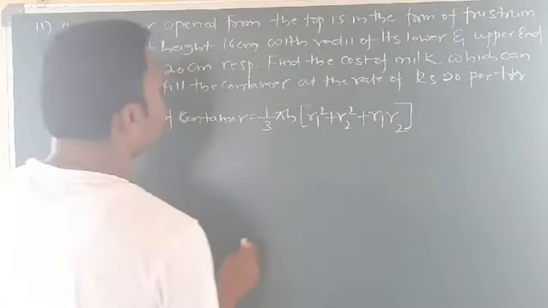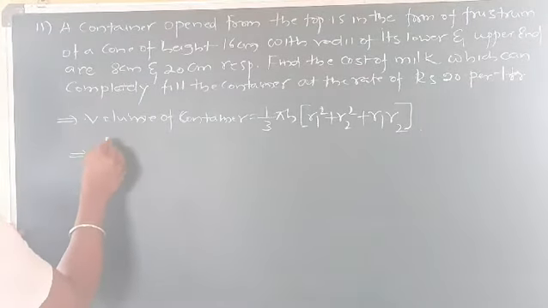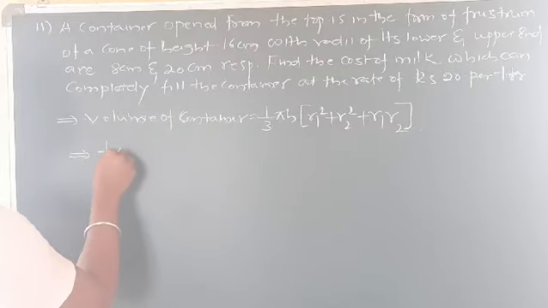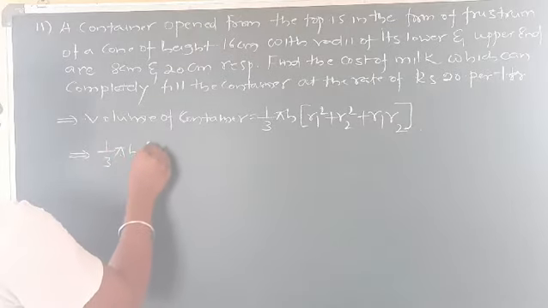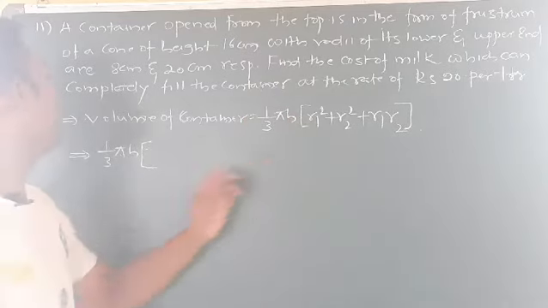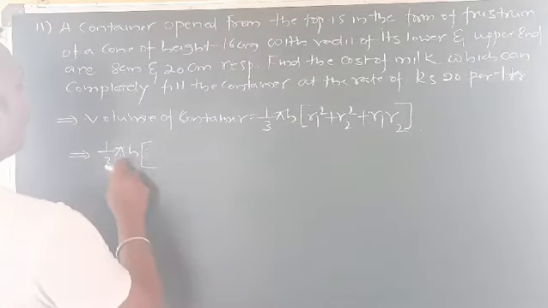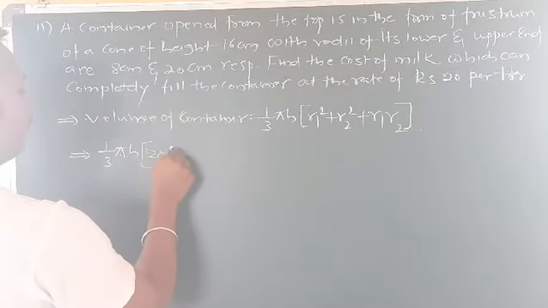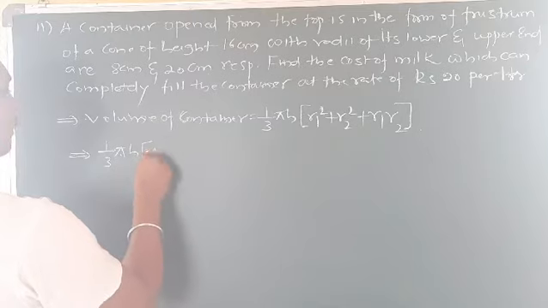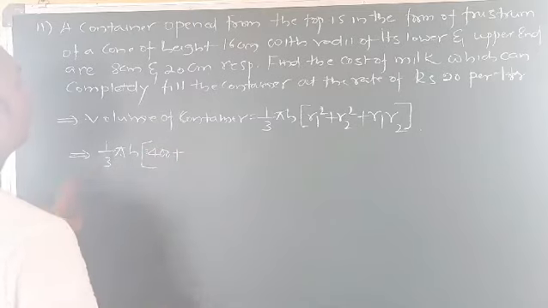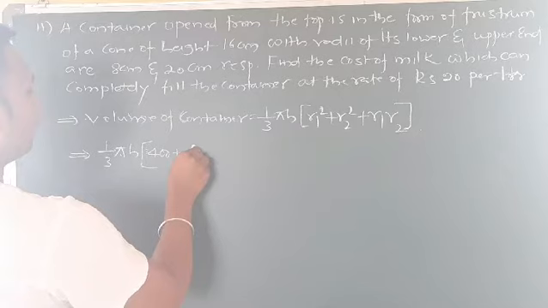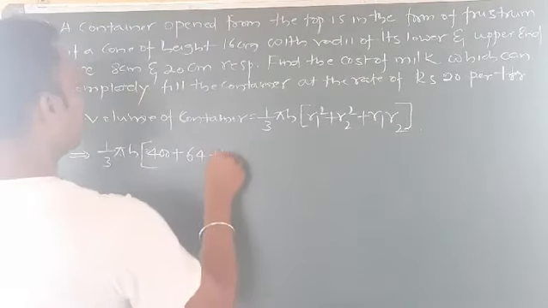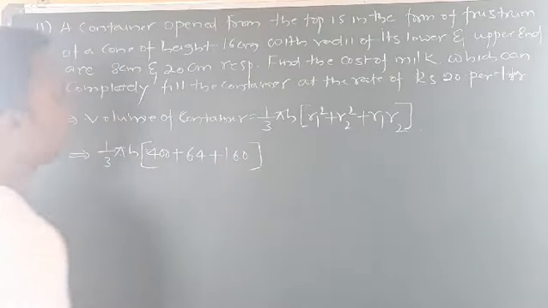Let me write here: 1 by 3 as it is, pi we can take, otherwise I'll substitute later, into h. First I'll solve this bracket, then substitute these values. R1, the upper end, is 20 centimeter, and 20 square is 400, plus the lower end 8 centimeter, 8 square is 64, plus R1 into R2, 20 into 8, is 160.